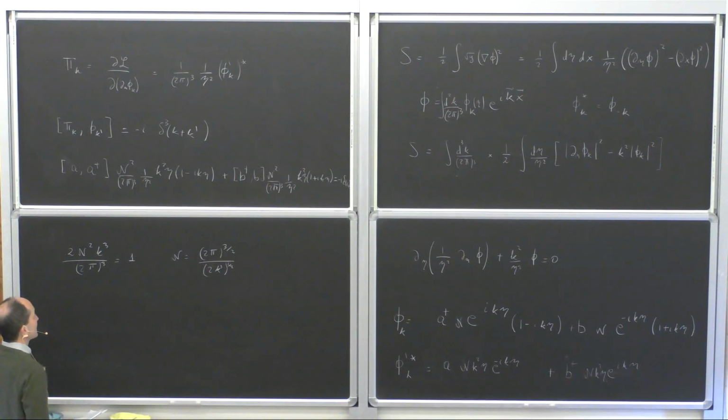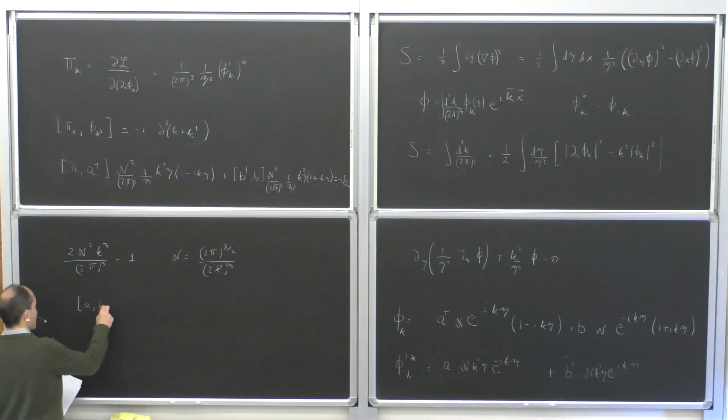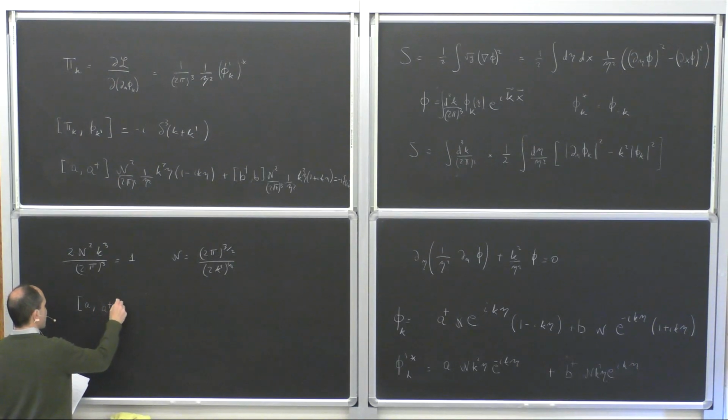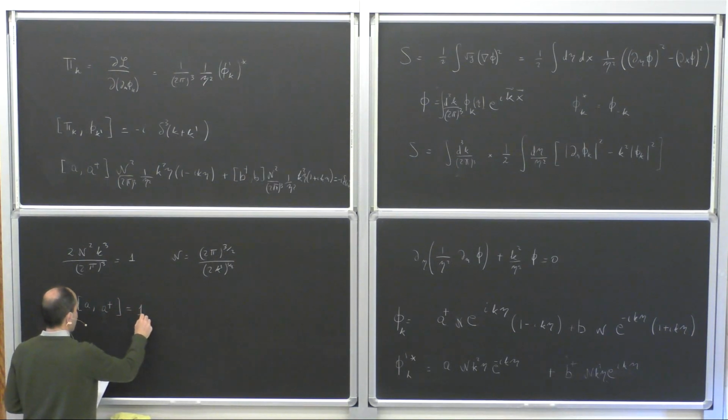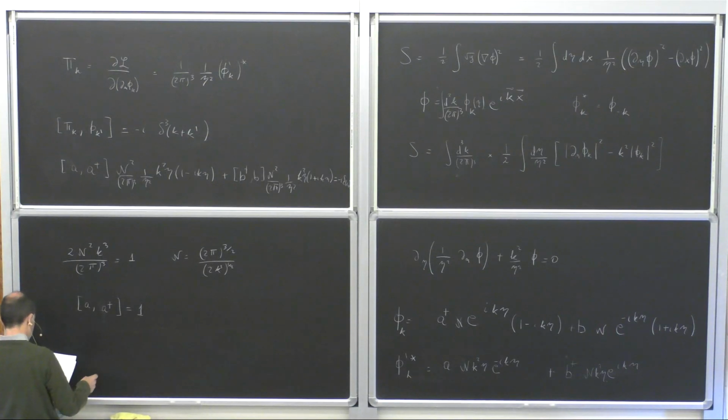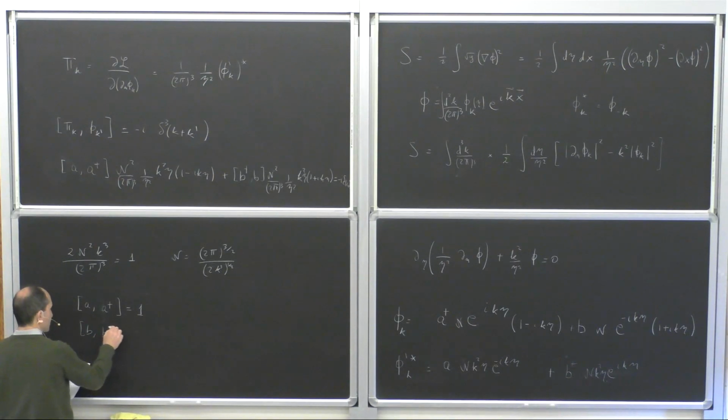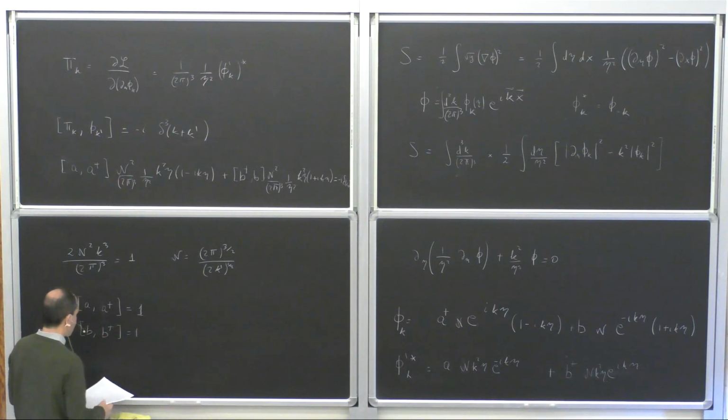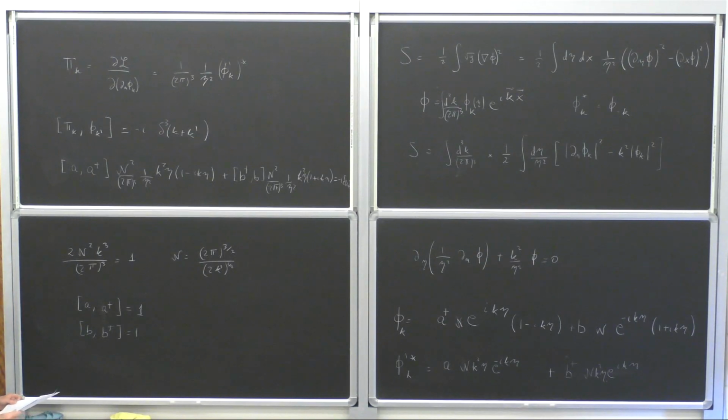Okay, so now we have phi as an operator, and we concluded that A and A dagger obey the commutation relations that we expect for a harmonic oscillator, and the same for B. Now, yes, please. So these operators, can they not depend on k? Oh, yes, they do depend on k.